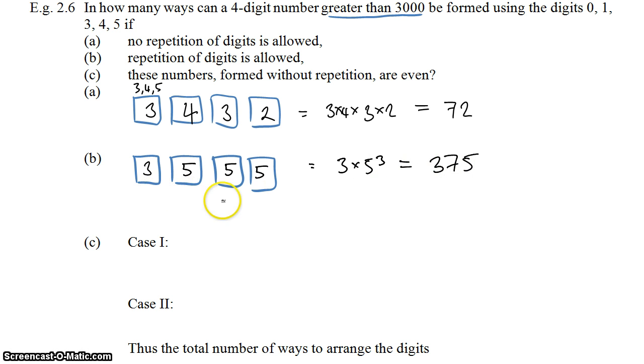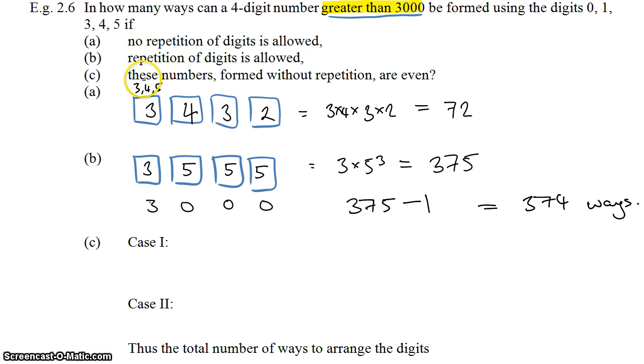There's just one thing to be careful of. What happens if I assign the digits 3, 0, 0, 0? Because remember, I have to get my number to be greater than 3000, so I need to go 375 minus 1. So there are 374 ways.